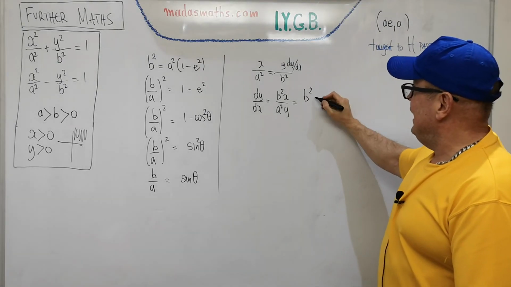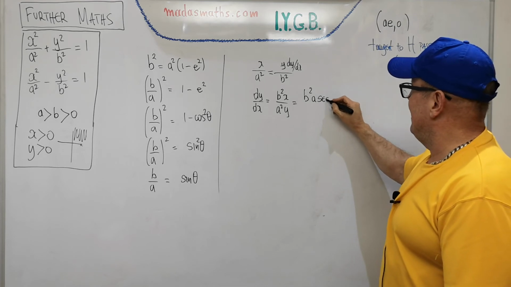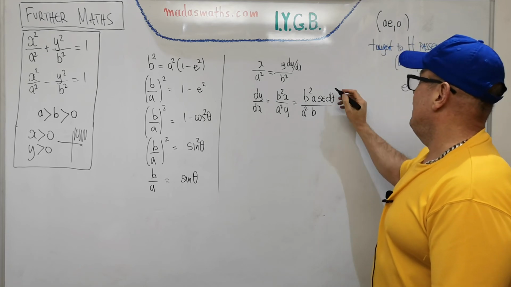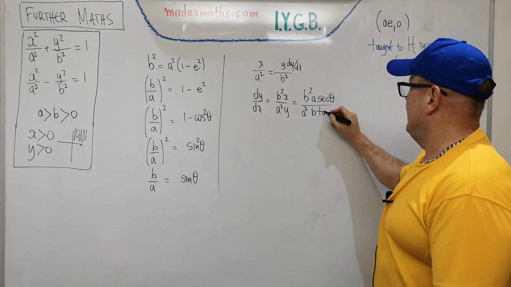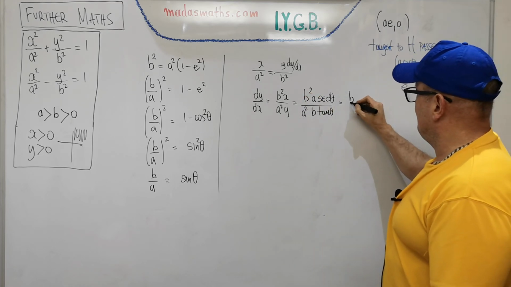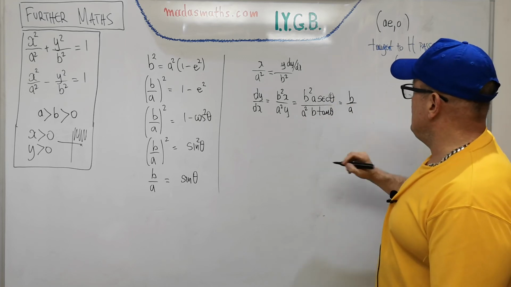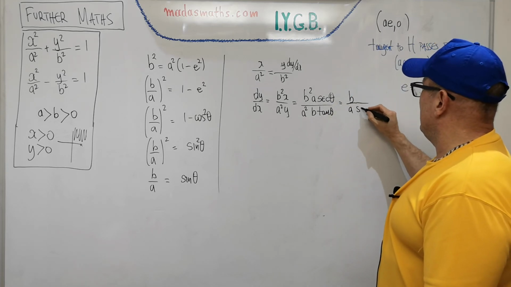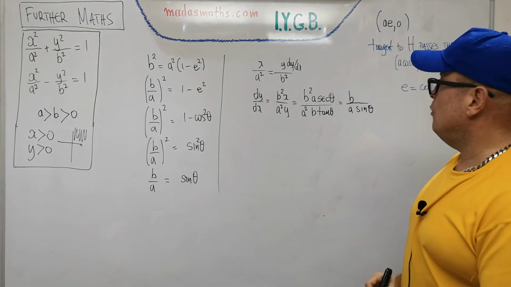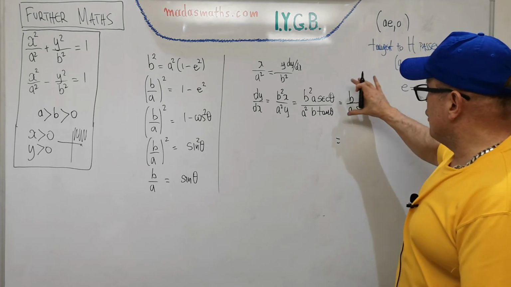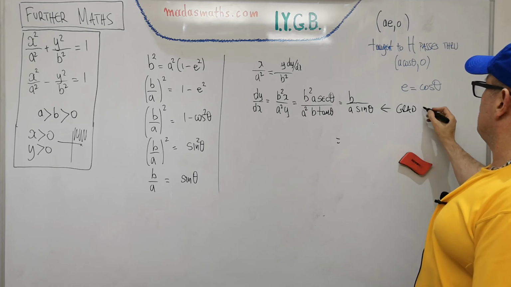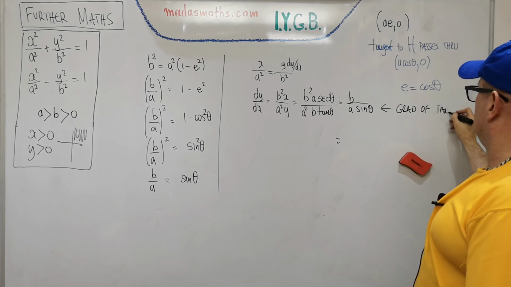We got b squared, and that was an a sec theta, and that was an a squared. The y was b, that was a tan theta, and we ended up with, in fact, b over a. We got more b over a, and we end up with over sine. So that was the gradient of the tangent to the hyperbola at the general point. So this is the gradient of the tangent, and I think we're done.